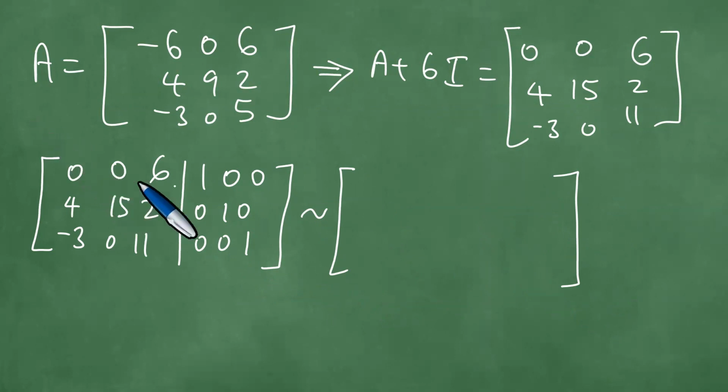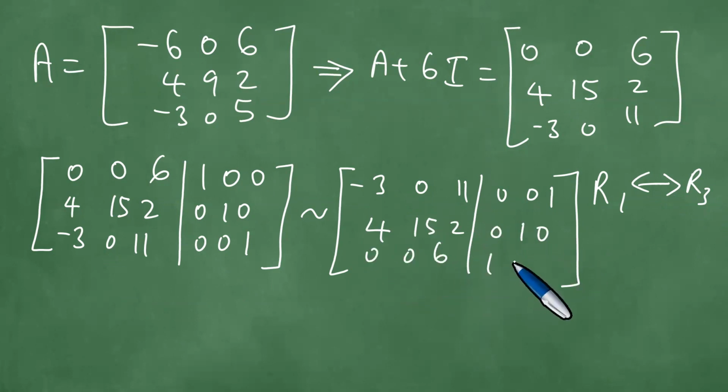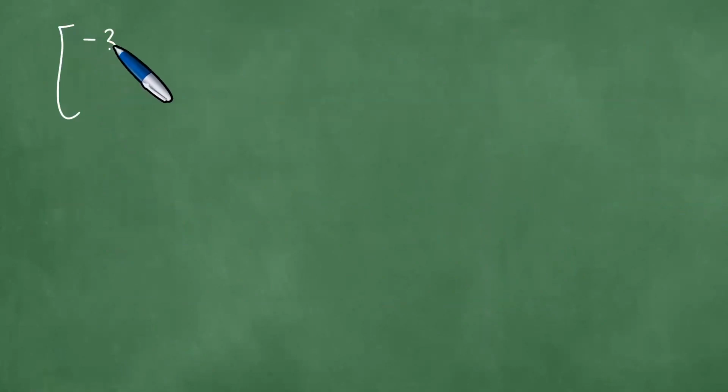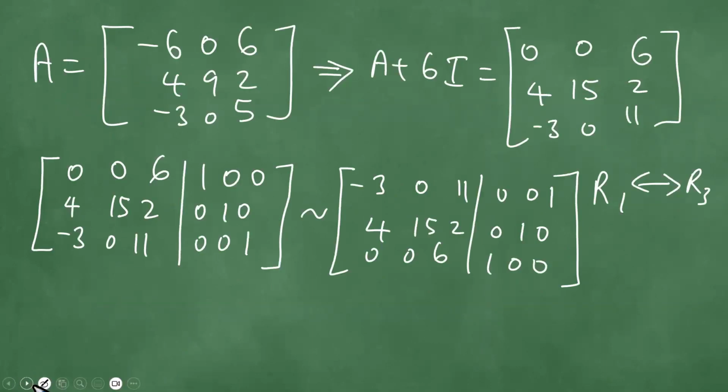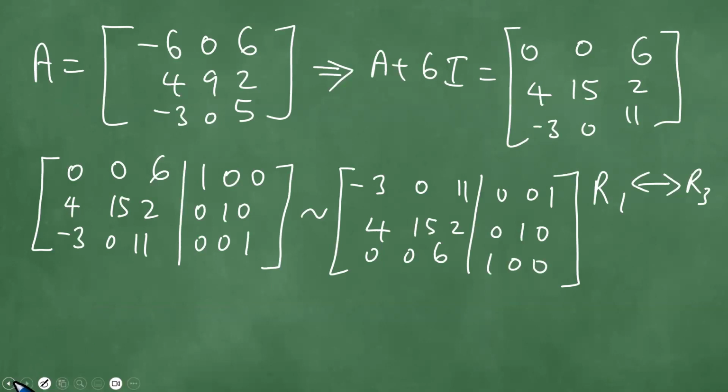We need a 1 here. Because we want to get the inverse of this matrix, we interchange rows 1 and 3, putting row 3 in the first position, so that's 0, 11, 0, 0, 1. The second row is unaltered, and then you have 6, which is minus 3, 0, 11. That was 0, 1.